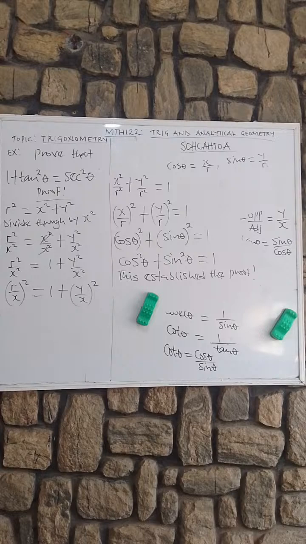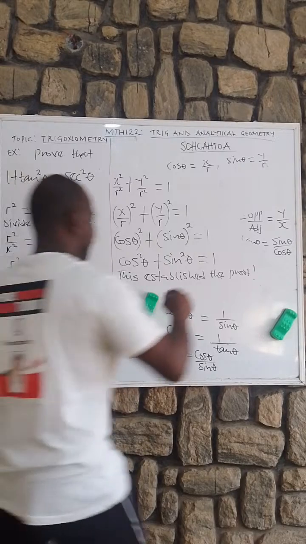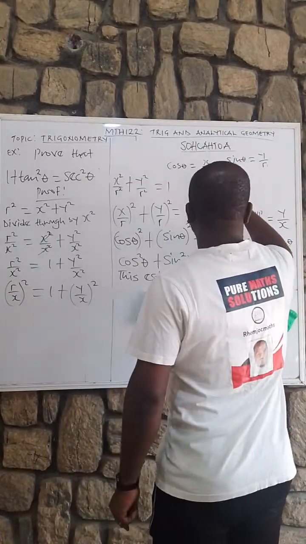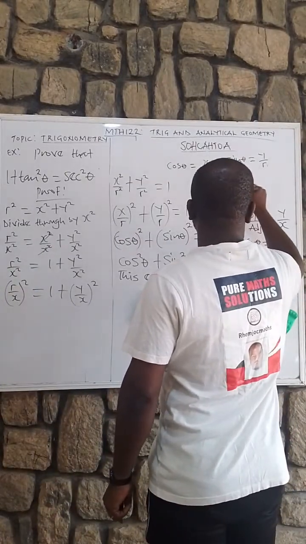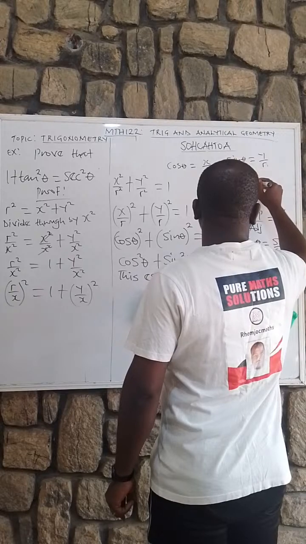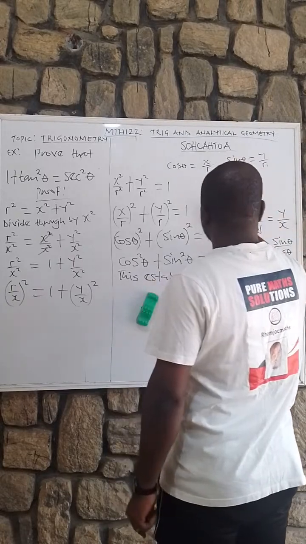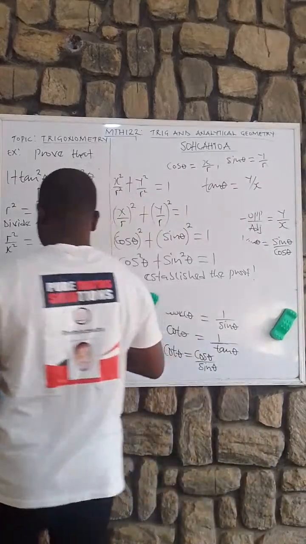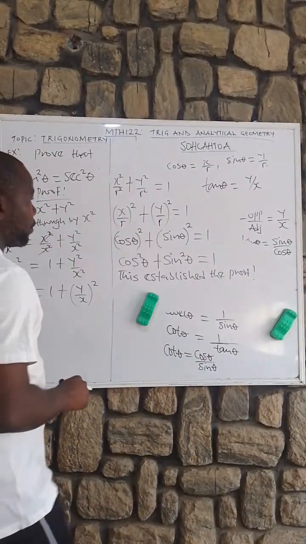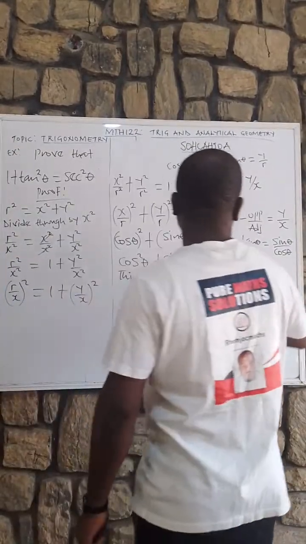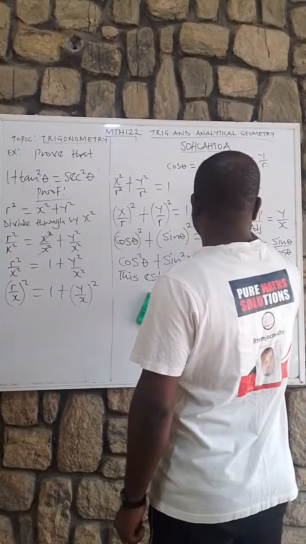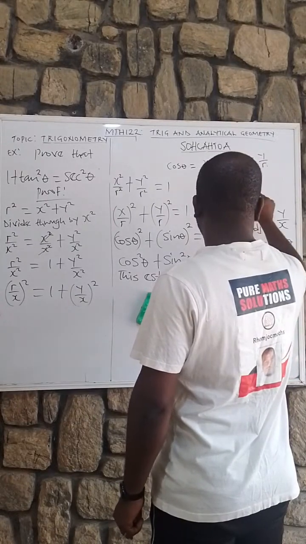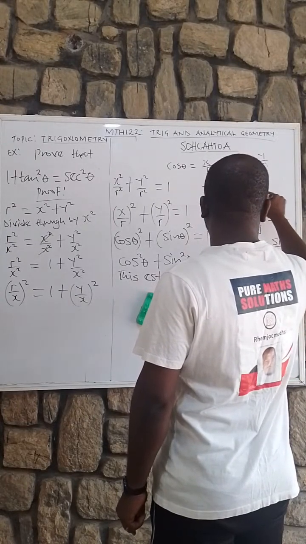Yeah, go back to your SOHCAHTOA. We know that tan theta is equals to what? Y all over x. True or false? So this is tan theta. Then let's come back. We know that sin theta is equals to x all over r.